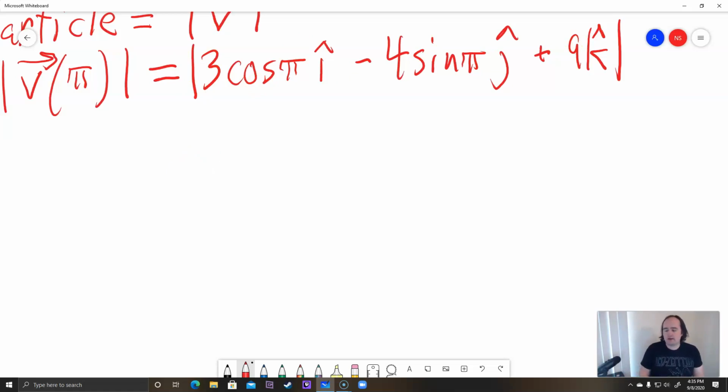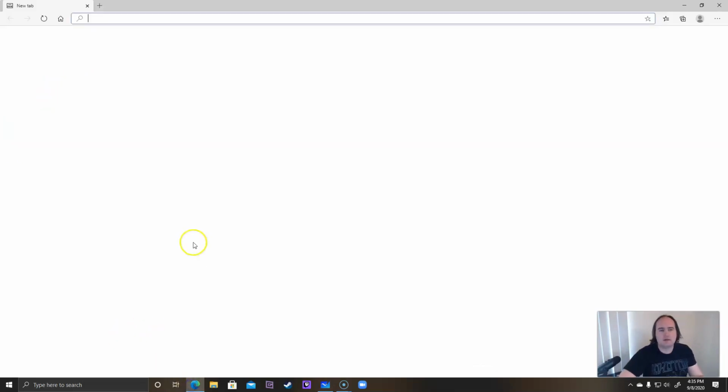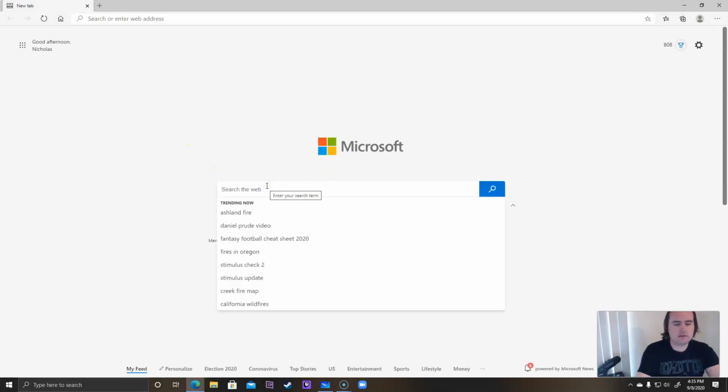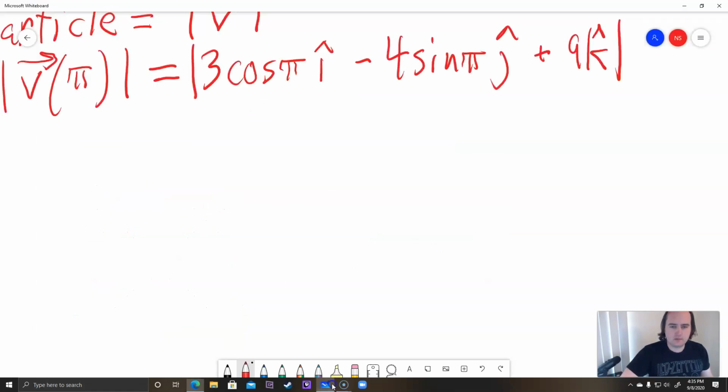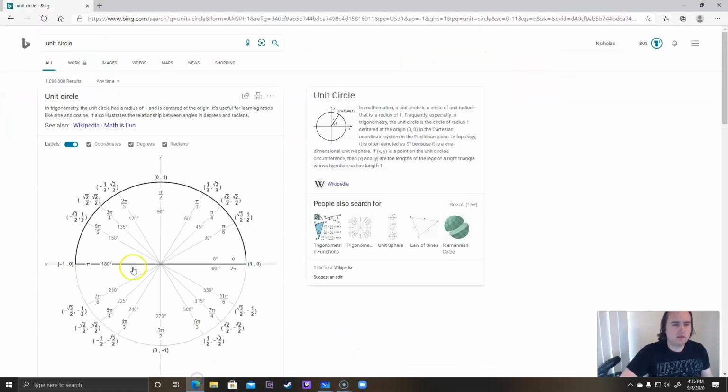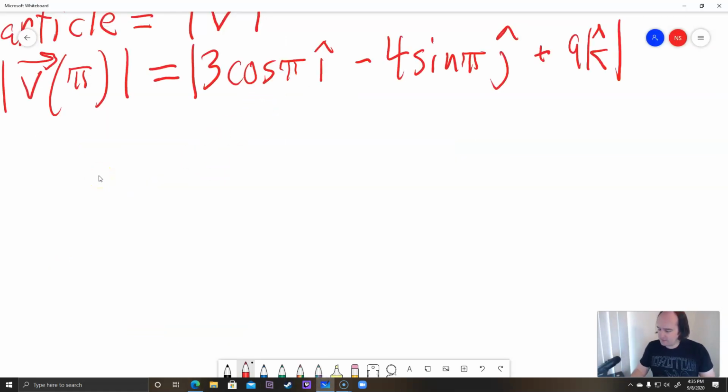So what is cosine of pi? If you don't remember the unit circle, you can always look it up online. Just Google unit circle, or use whatever your search engine is. Cosine of pi means we're at pi, which is on the negative x-axis. Remember that cosine is the x-coordinate, so cosine of pi is negative 1. So here we're plugging in negative 1.